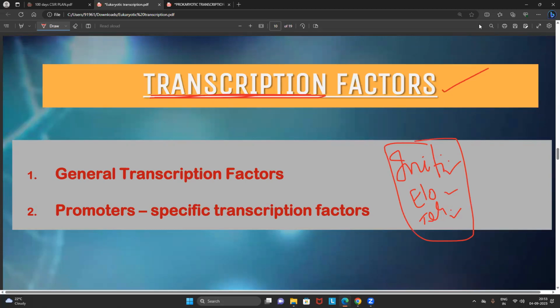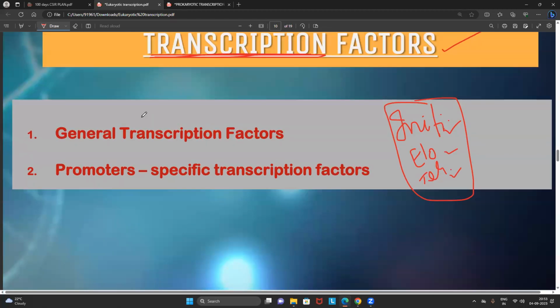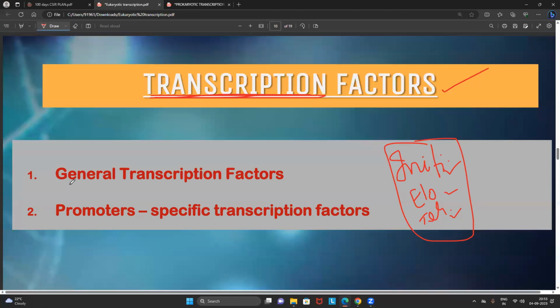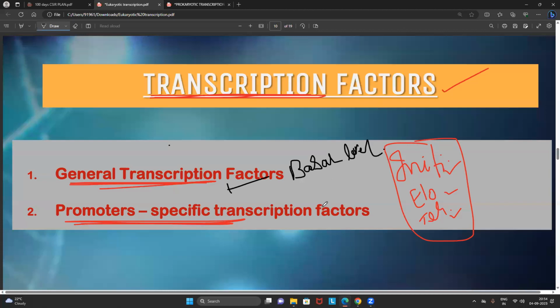We will discuss it elaborately in tomorrow's class, but remember, there are 2 types of transcription factors: general transcription factors and promoter specific transcription factors. In very simple words, whenever I use the word general transcription factors, every student remember, by using these transcription factors, transcription occurs. There is no doubt about it. Transcription occurs, but at a basal level. The transcription is not 100%. It is not efficient transcription.